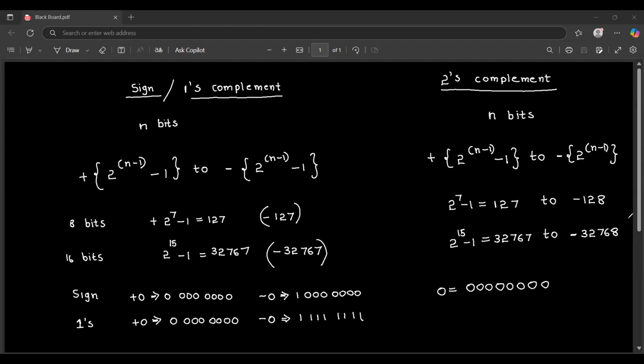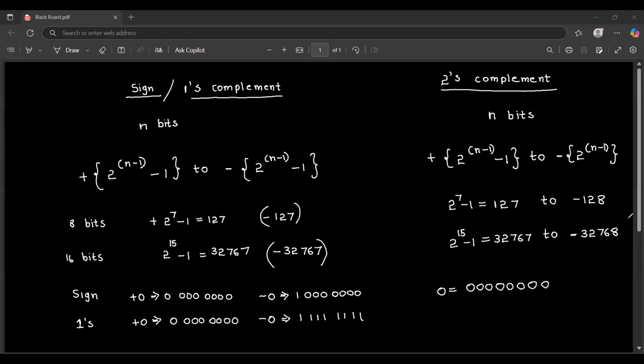So we have talked about two important things. One was how you can find the two's complement of a decimal number, and now we have discussed the range. In the next video, the second part of two's complement, I'll teach you how to convert from the two's complement form to a decimal number, and we are also going to learn how to perform decimal addition and subtraction using the two's complement method.